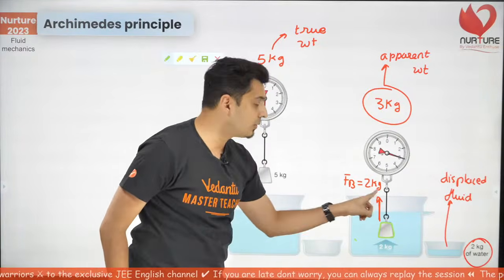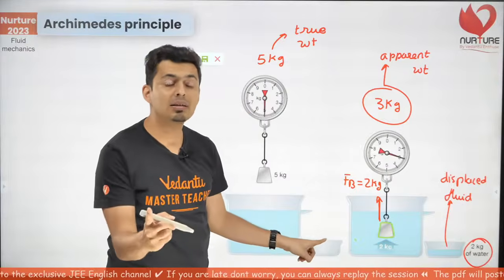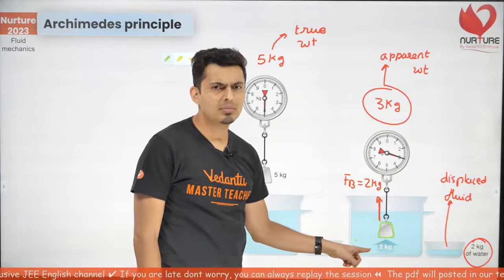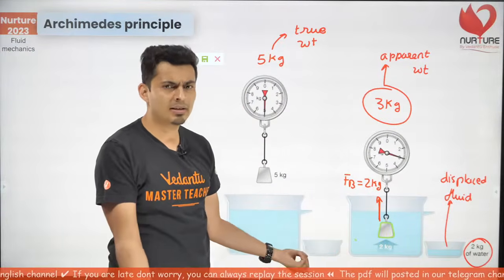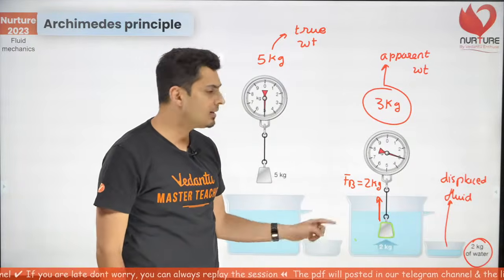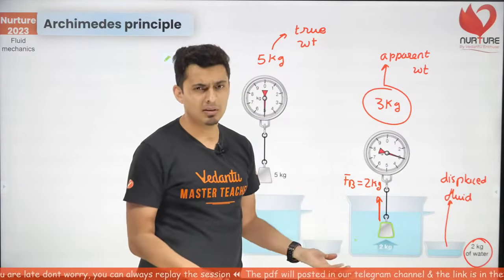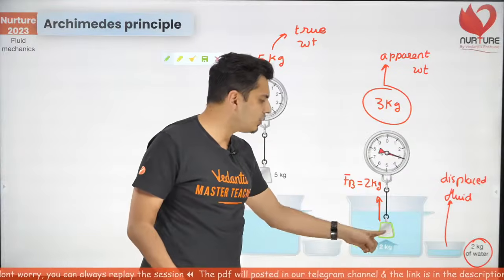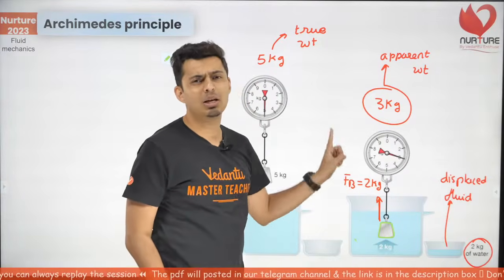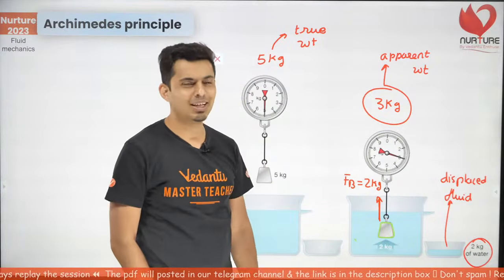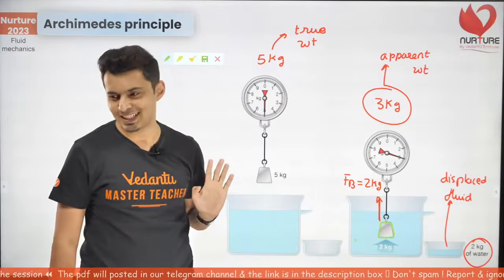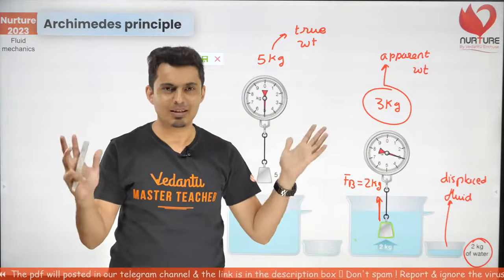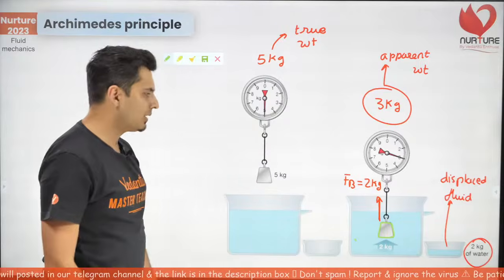But the liquid around it, what does it think? It thinks there is water inside. How much water does it think? It thinks there is 2 kg of water. So it is applying a force of 2 kg upwards. That's why the buoyant force is 2 kg. Everybody clear? Give me a thumbs up till this point. Then I will show you the formula.